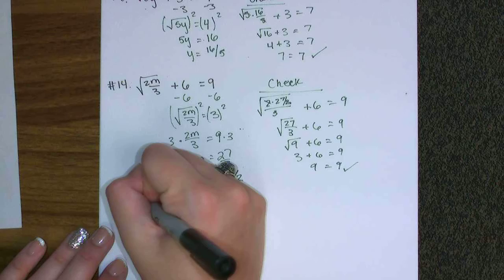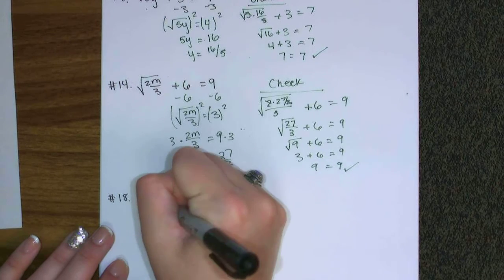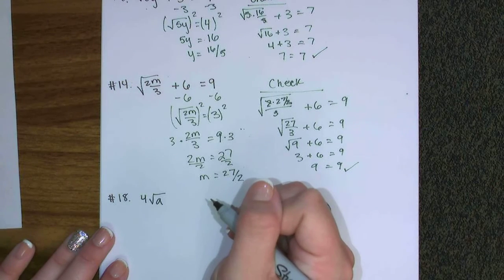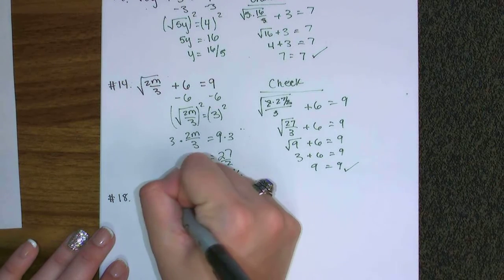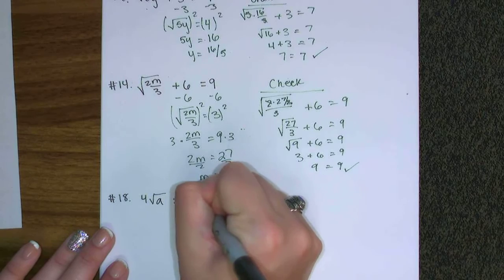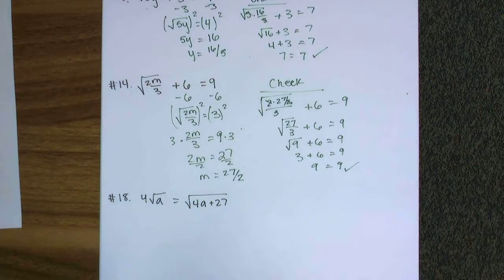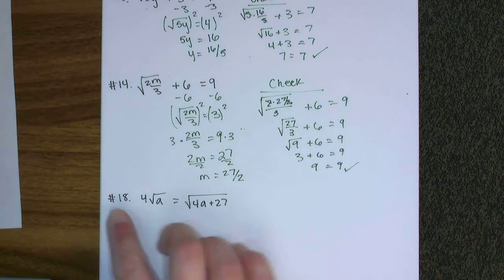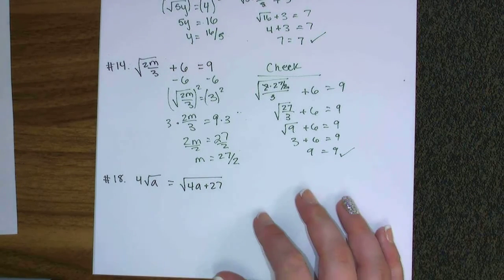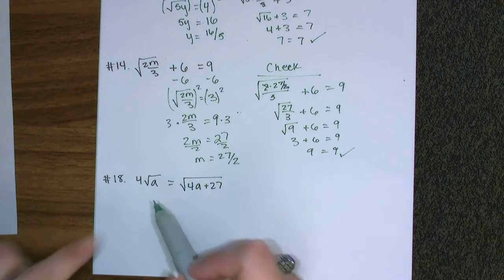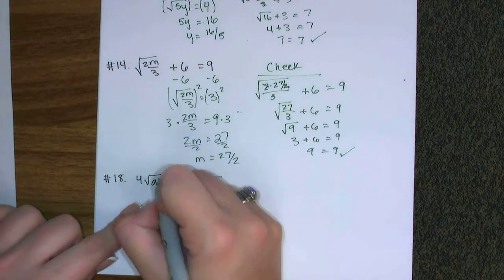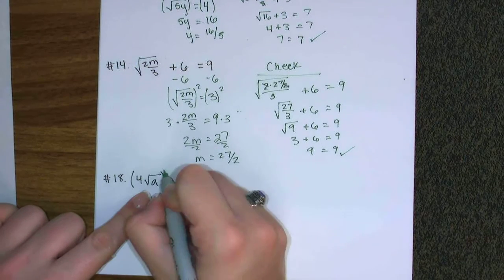So 18 is 4 square root of a is equal to the square root of 4a plus 27. So dividing by 4 first isn't going to do anything for me. So what I'm going to do is go ahead and square both sides. But when I square it, I have to remember I'm squaring that 4 as well.